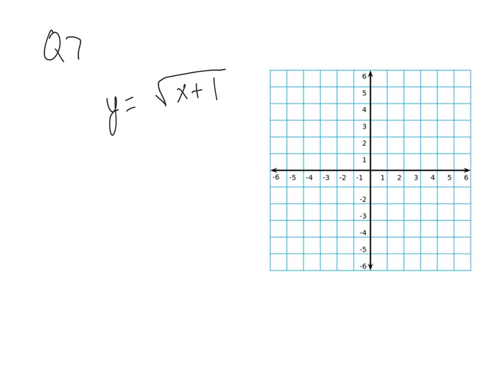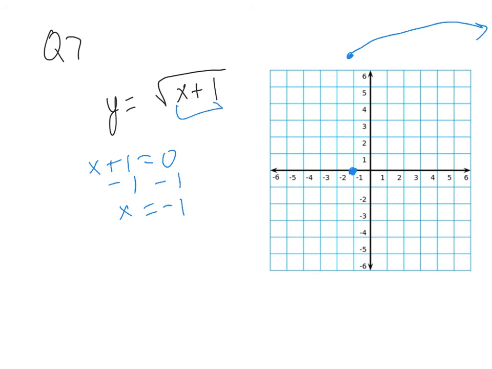Here we're going to graph the square root function. The square root function looks like a point on the x-axis, and it'll kind of swivel up a bit. In order to figure out where that point is, we're going to take the inside and set it equal to 0. Solve for x. X equals -1, so there's a point at -1.